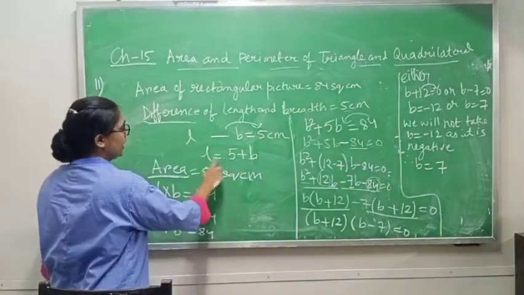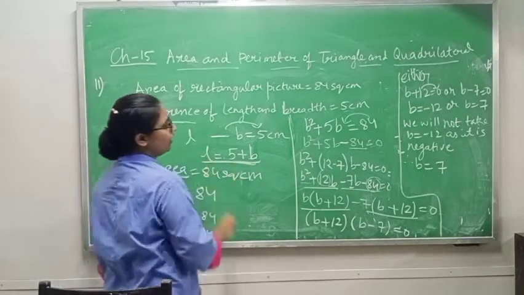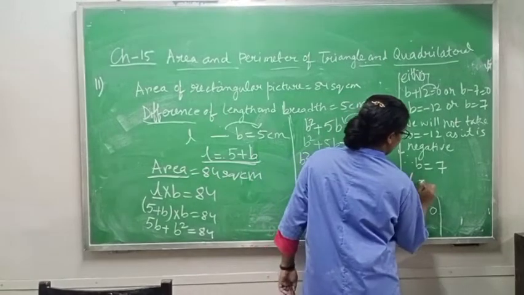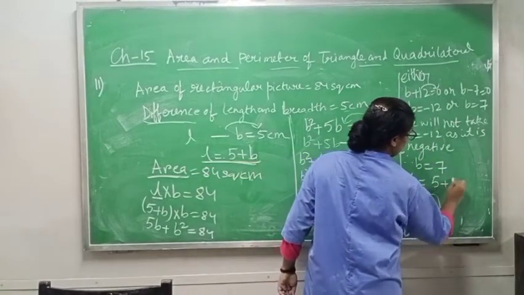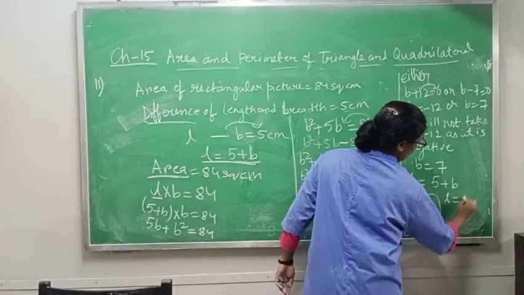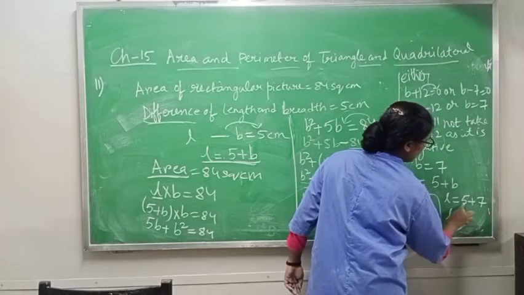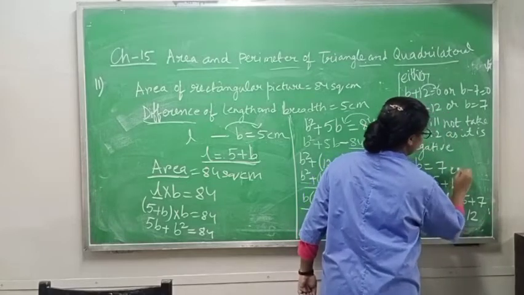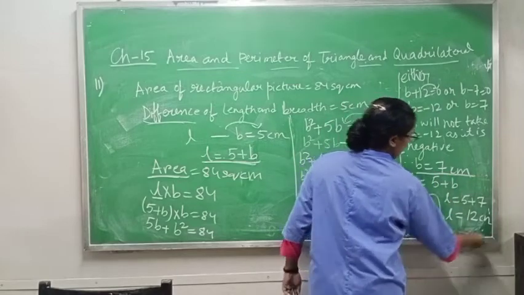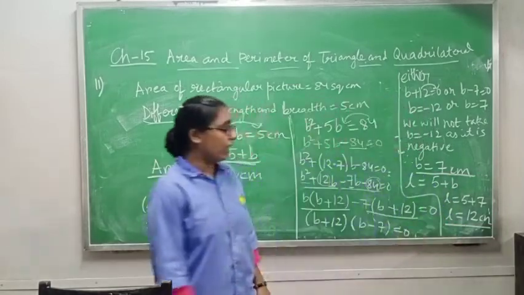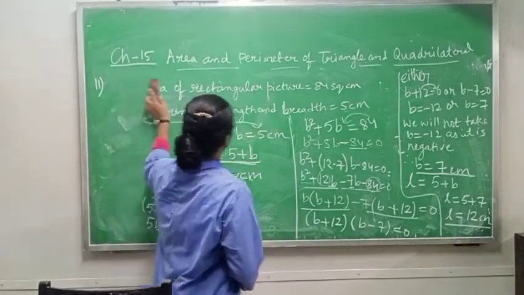Now class 9, see, if B is equal to 7, what will be L? From here we can find the L value. L is how much? First write L equals to 5 plus B. Now L equals to 5 plus 7. It means the L value will be 7 plus 5, 12. Write centimeter. So when the B value you are getting is 7, at that time the L value is 12 centimeter. After this I am rubbing this portion.